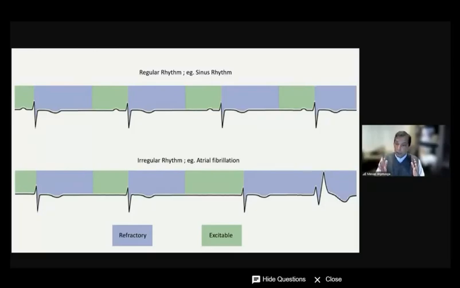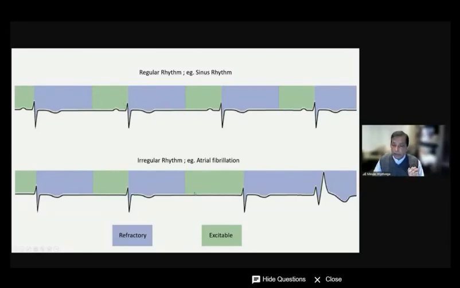Now, when it shortens, sometimes the right bundle doesn't shorten as much as the left bundle, because all areas do not always shorten equally. That's one principle. The other principle is this. When you look at the refractory period of any heartbeat, that is determined by the RR interval, the R to R interval, of the preceding beat.